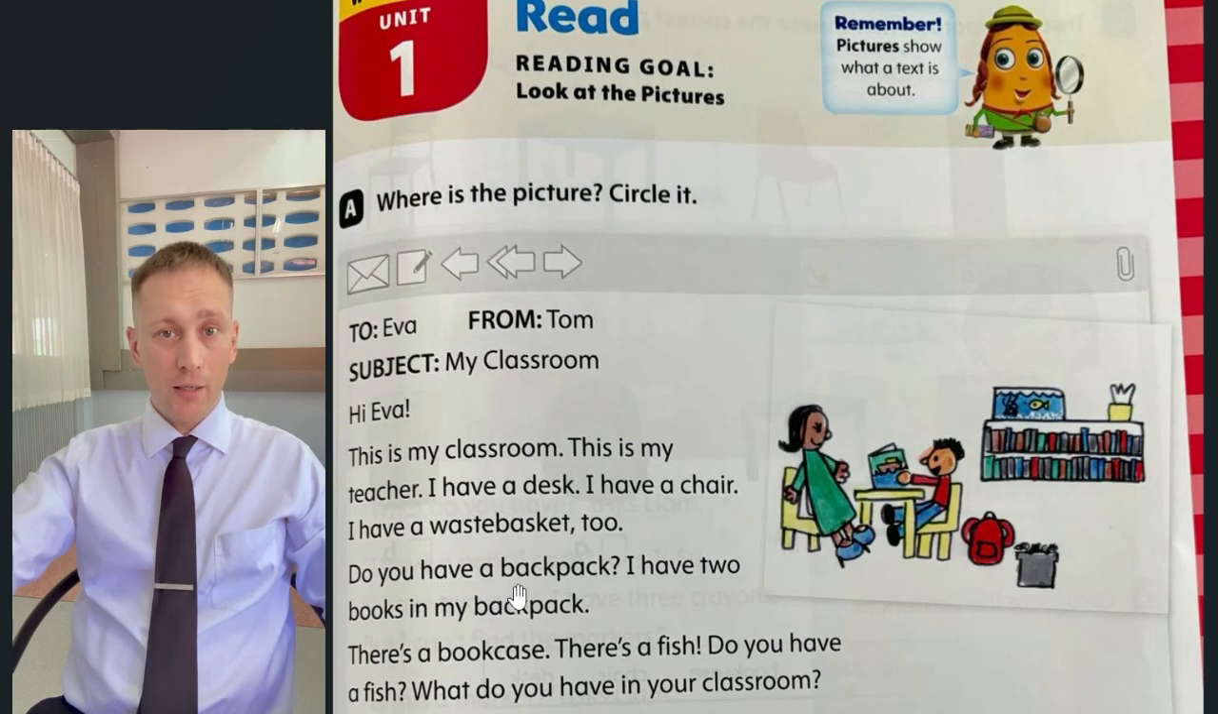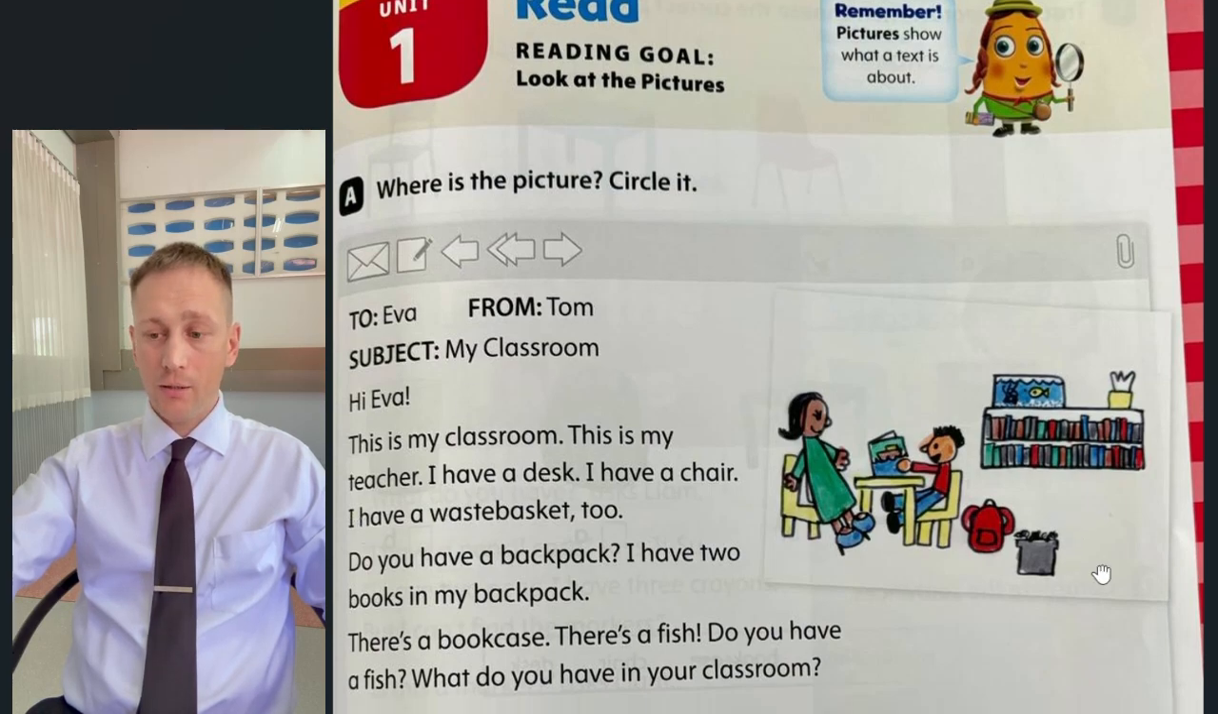Do you have a backpack? I have 2 books in my backpack. There is a bookcase. There is a fish. Do you have a fish? What do you have in your classroom? Tom.